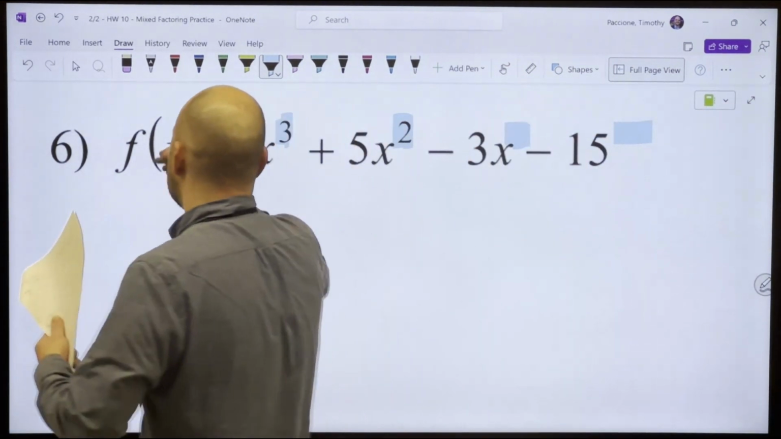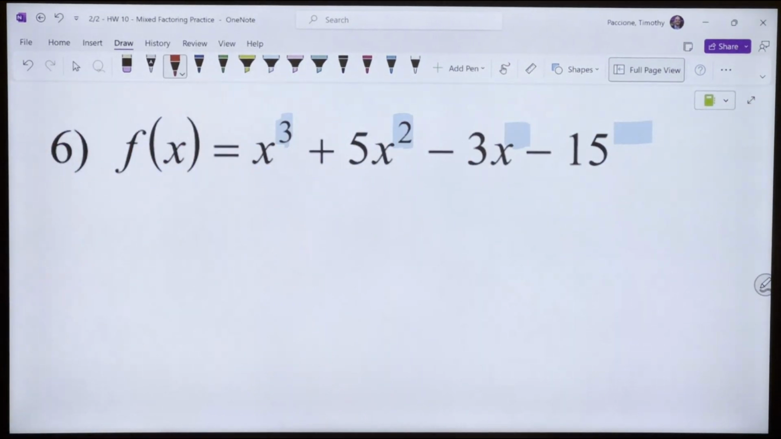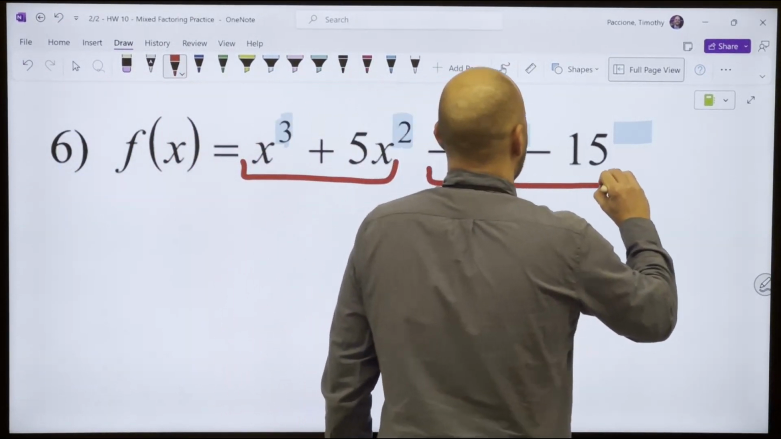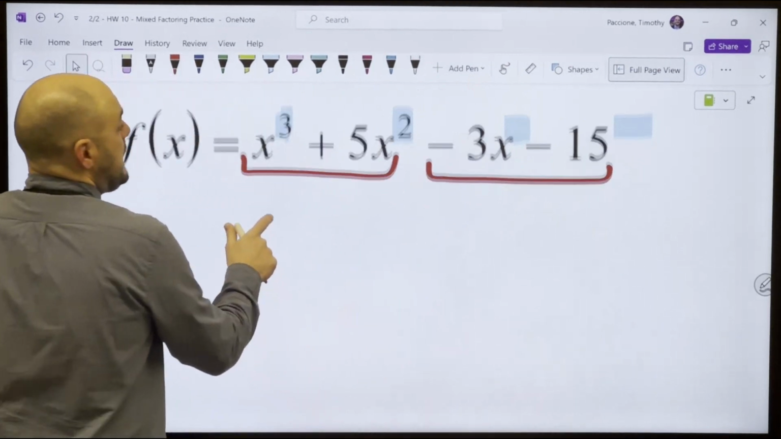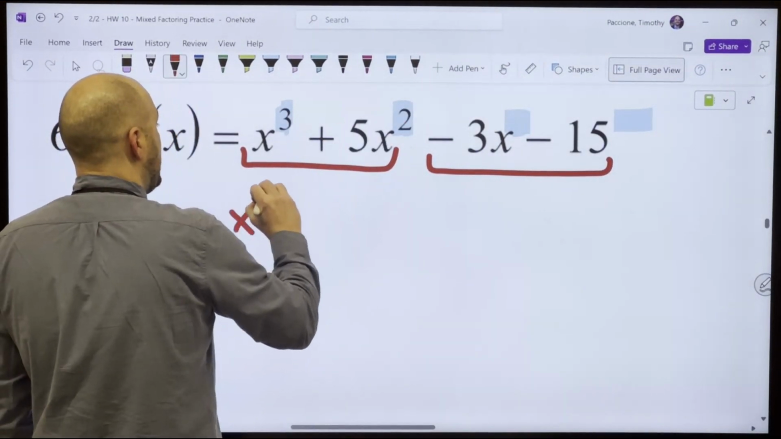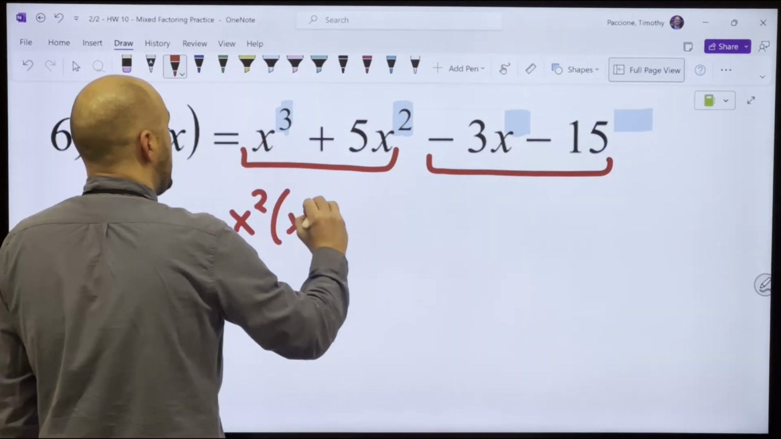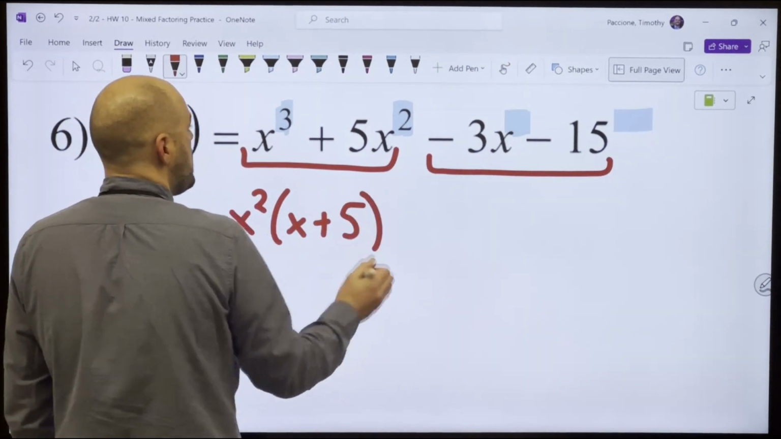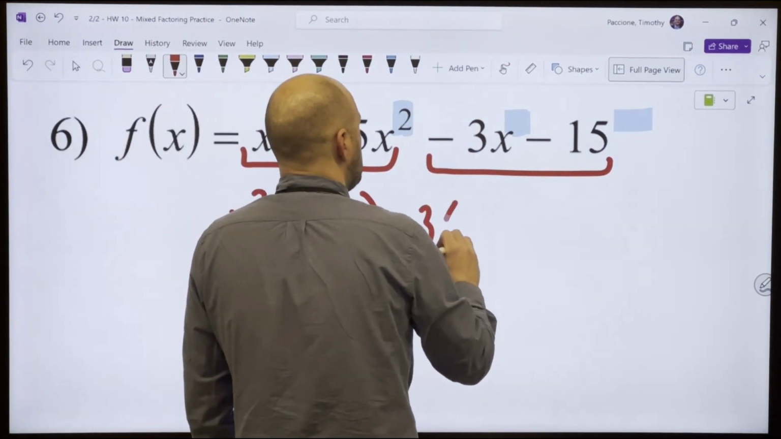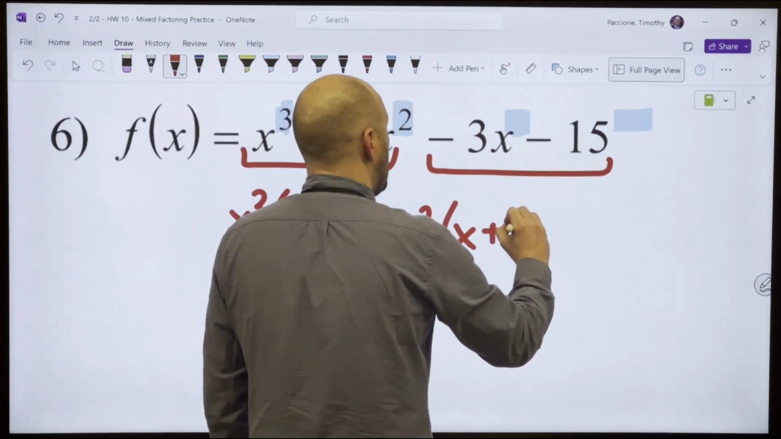It's always good to remember the name grouping because it tells you what to do. Put them into groups. So I make a group here, and I make a group here. Now I GCF each group. This x squared goes into both of these, so I get x squared times x plus 5. And then minus 3 goes into both of those, so minus 3 times x plus 5.